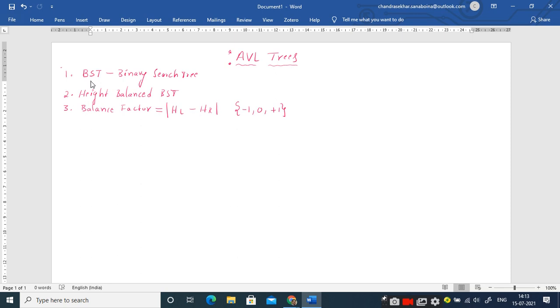Right. Can anybody tell me what is the history of these AVL trees? What actually is AVL? AVL stands for... Anderson. So this AVL tree has been named after its inventors, Adelson, Velsky, and Landis.